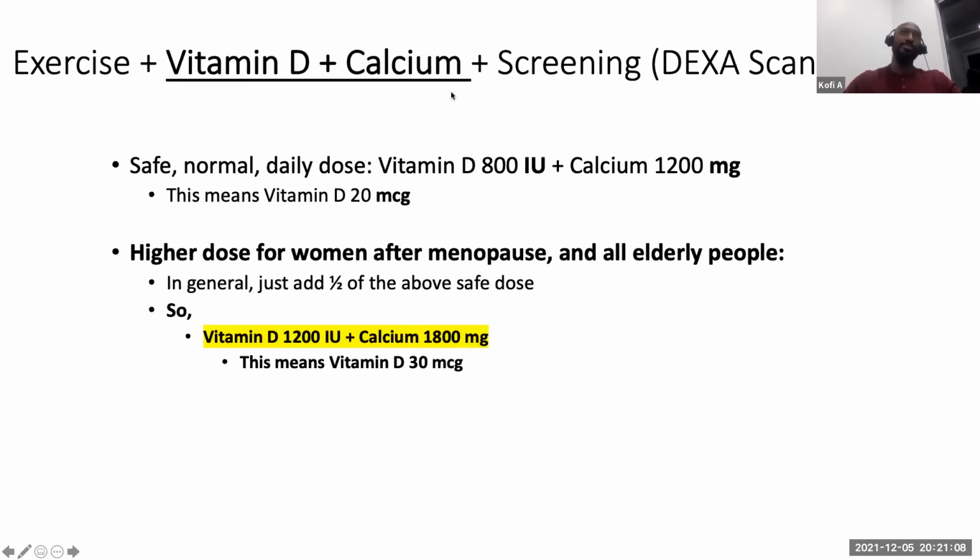So focusing in on this part here, vitamin D and calcium. I know me, my mom, and my dad as well, we don't like taking medications. Even me, I don't like to take Advil or Tylenol. We just don't like to take pills. We didn't have a lot of pills growing up in Ghana. We don't feel like you have to take a lot of pills all the time.